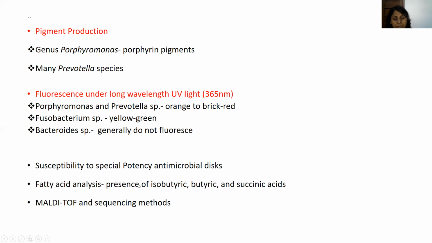And these can be differentiated on the basis of special potency disks, antimicrobial disk susceptibility, and fatty acid analysis, and the presence of isobutyric, butyric, and succinic acid can be determined. MALDI-TOF and sequencing methods are also used for the differentiation.